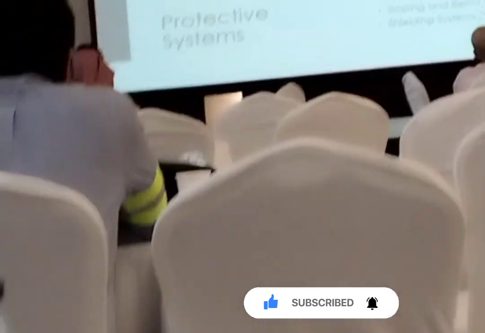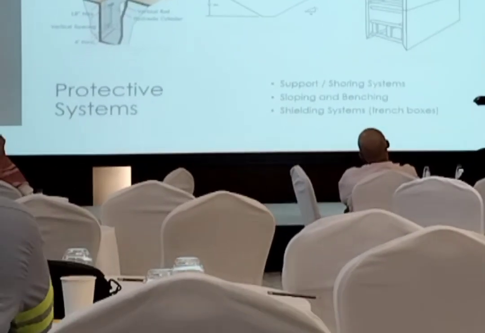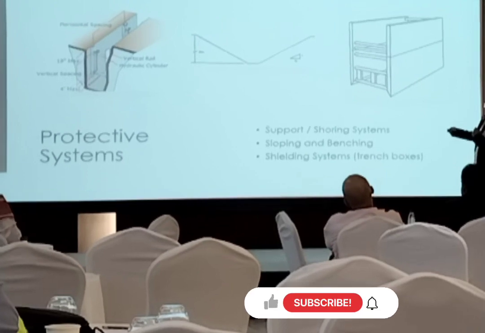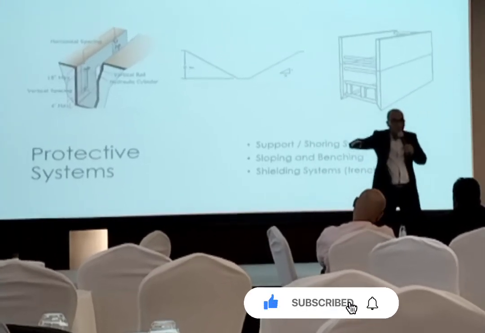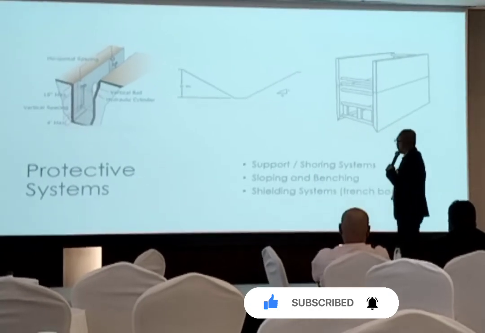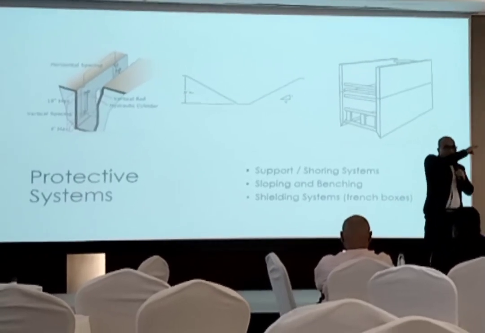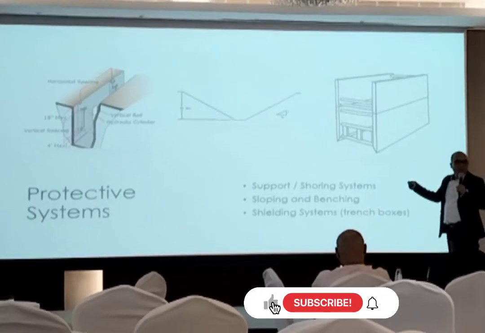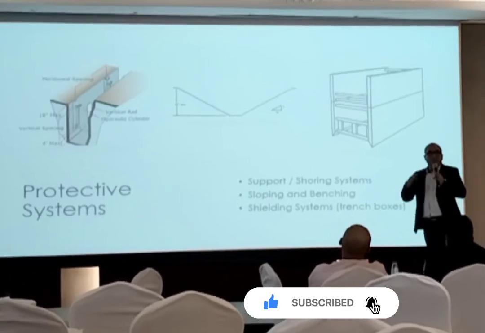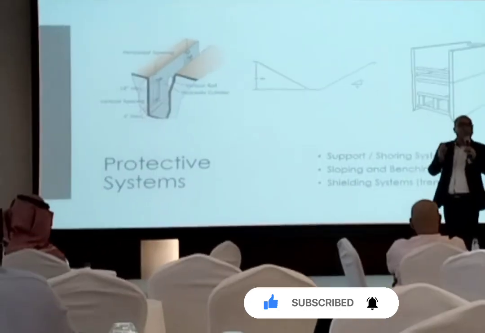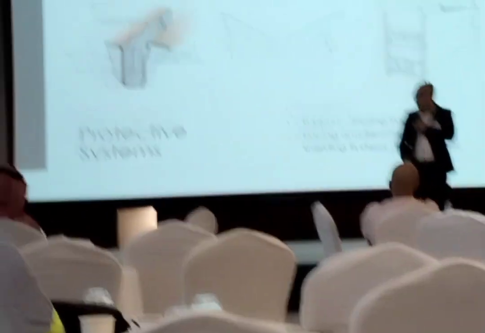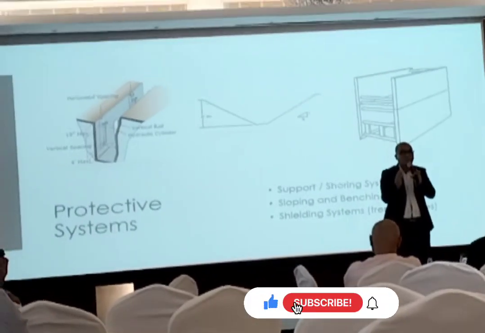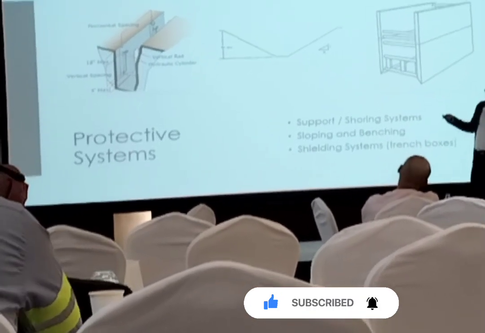So protective systems in excavations, there are three: support or shoring system. This is shoring. Sloping or benching. So this is sloping. Benching is like this, like stairs. But you can combine that together in excavation. You have the sloping and benching at the same time. And shielding, trench boxes. Remember, shielding or trench boxes, the sole purpose is to protect the workers from cave in. While support or shoring system is to prevent the excavation from collapsing. So these are two different protective systems.